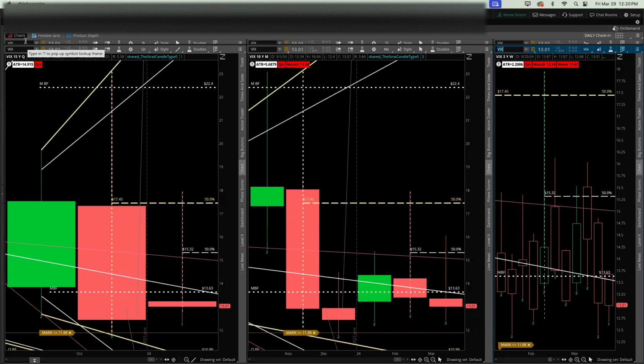We know as a trader, the weekend is a very, very vital time to take a look at the markets and plan trades for next week. So that's what I'm doing here.